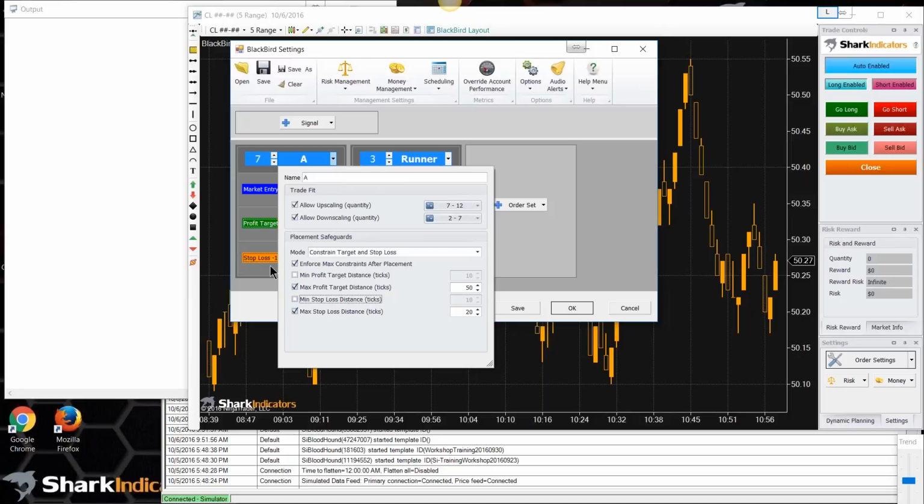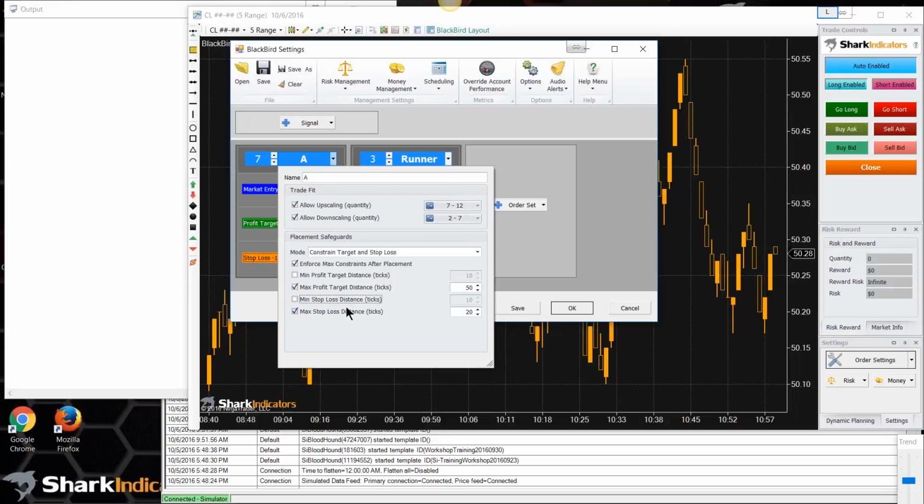So the only thing that's enforced would be the maximum constraints. So let's just say you have some fancy stop loss trailing rules, and you want to make sure that your stop loss never gets moved away more than 20 ticks from price. Then you can enforce this maximum distance here. Same thing with a profit target as well. You can enforce a maximum profit target distance.